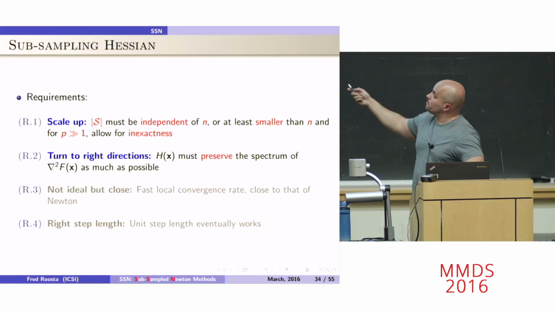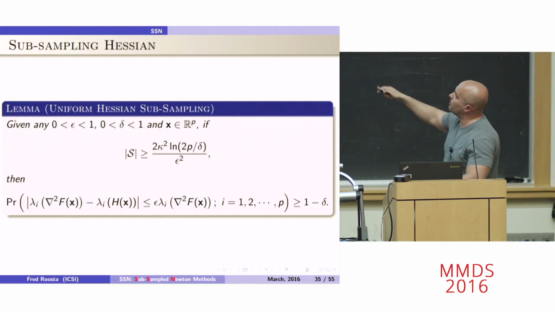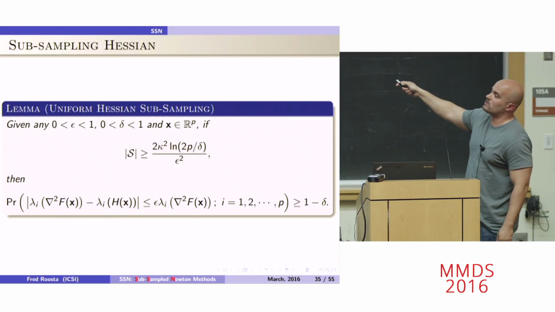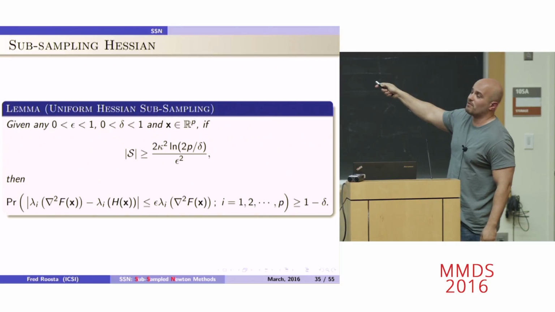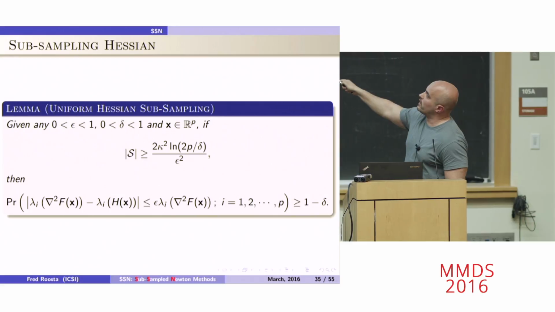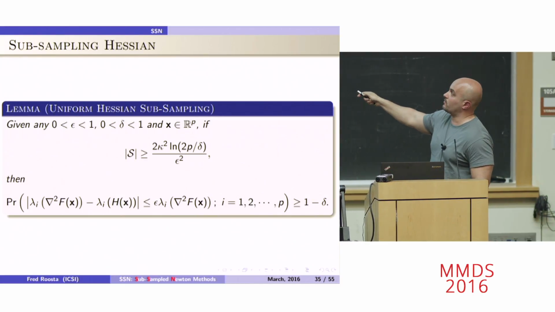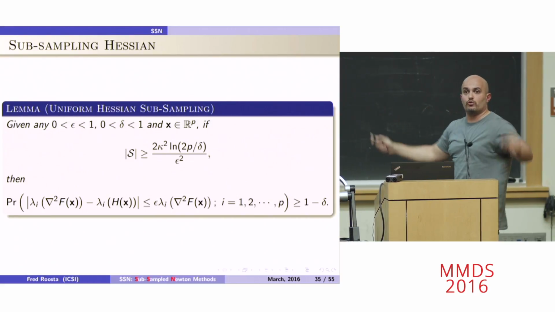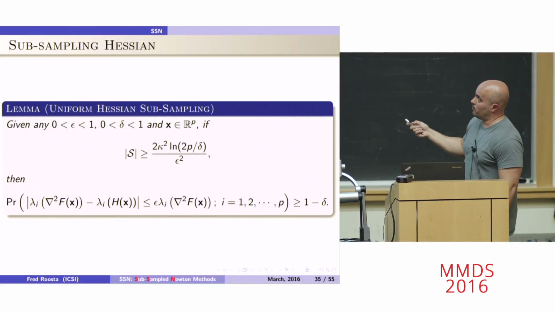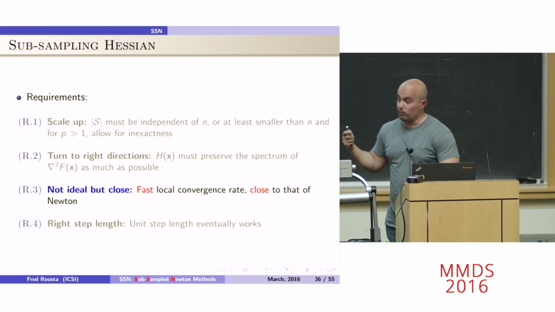So requirements 1 and 2 can partially be satisfied by this simple lemma, which says if your sample size is large enough, where large enough depends on the condition number of the problem, again, this might be a very large number, that's why I made a disclaimer early on, then you can preserve the structure of your Hessian. The subsampled version can be epsilon close to your true Hessian. So not only can you preserve the spectrum, but also hopefully this sample size is going to be much smaller than the n that you're working with.